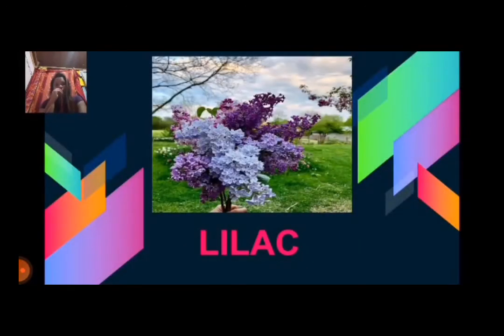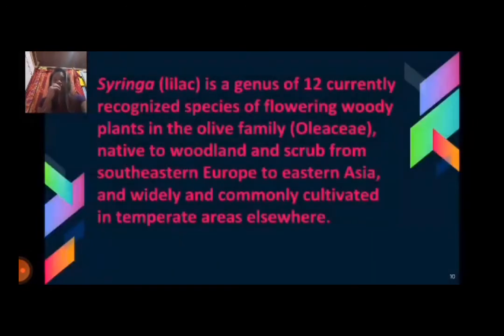The next flower is lilac. The scientific name is Syringa. Lilac is a genus of 12 currently recognized species of flowering woody plants in the olive family, Oleaceae, native to woodland and scrub from southern Europe to Eastern Asia, and widely and commonly cultivated in temperate areas elsewhere.